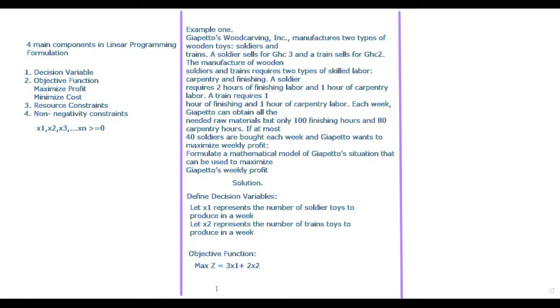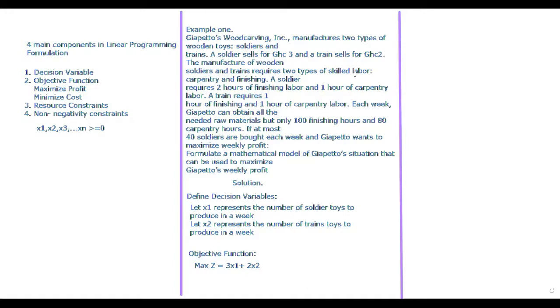So first of all, you define the decision variables. You move on to your objective function. Thirdly, you are going to formulate what? Resource constraints or the constraints. When you read through the question, we are saying that the manufacture of wooden soldiers and train toys requires 2 types of skilled labor. Now, if you require something, it means that becomes your what? Resources. Because without those resources, you cannot what? Operate. Because they are saying they require 2 types of skilled labor, carpentry and finishing.